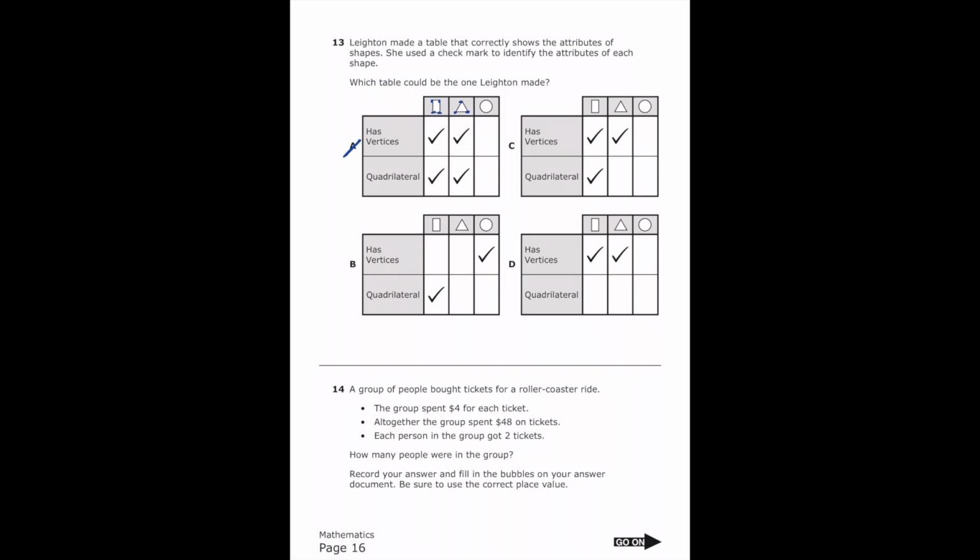Let's move over to letter C, because I kind of already see what the answer is probably going to be. So again, rectangle and triangle both have vertices, so that part is good. And then the quadrilateral, the only one should be the rectangle because it has 4 sides, and that is good on this one as well. So our correct answer is letter C.